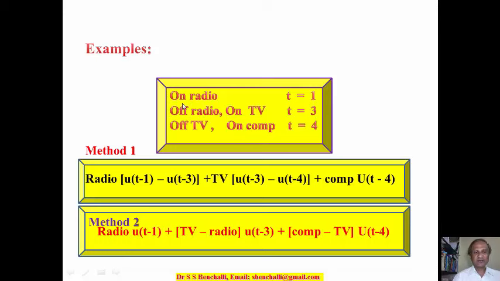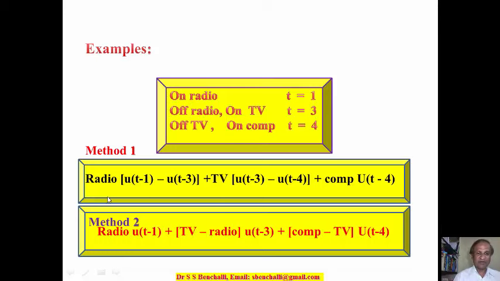Is it clear? So like that you can write: on when t equal to 1, radio is on. Off radio at time t equal to 3, you can turn on television only. Is it clear? Off TV, you can turn on computer at time t equal to 4 o'clock. How are we going to write this? I want to use a particular method. Radio u of t minus 1 minus u of t minus 3. Is it clear? Plus television u of t minus 3 minus u of t minus 4, plus computer u of t minus 4. What does it mean?